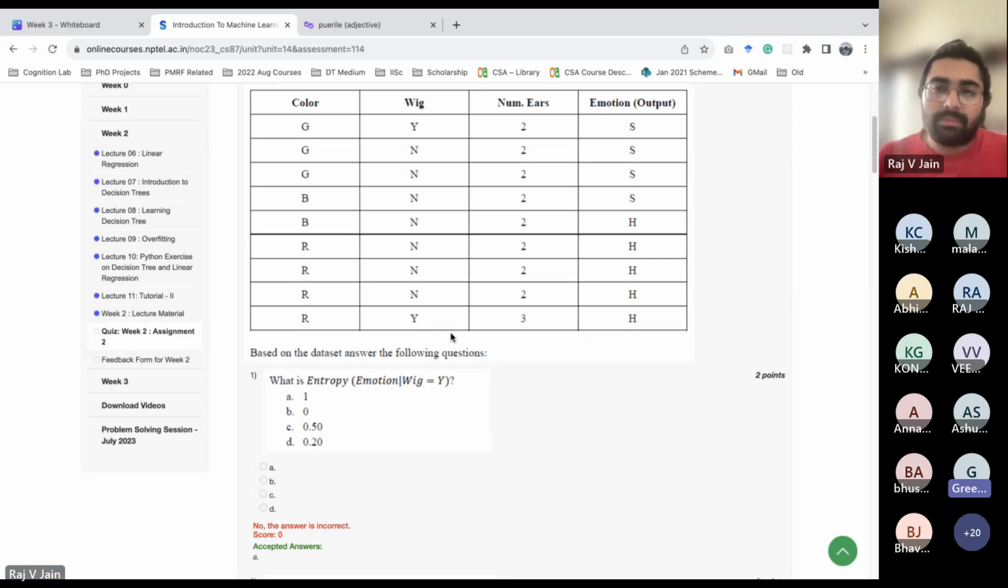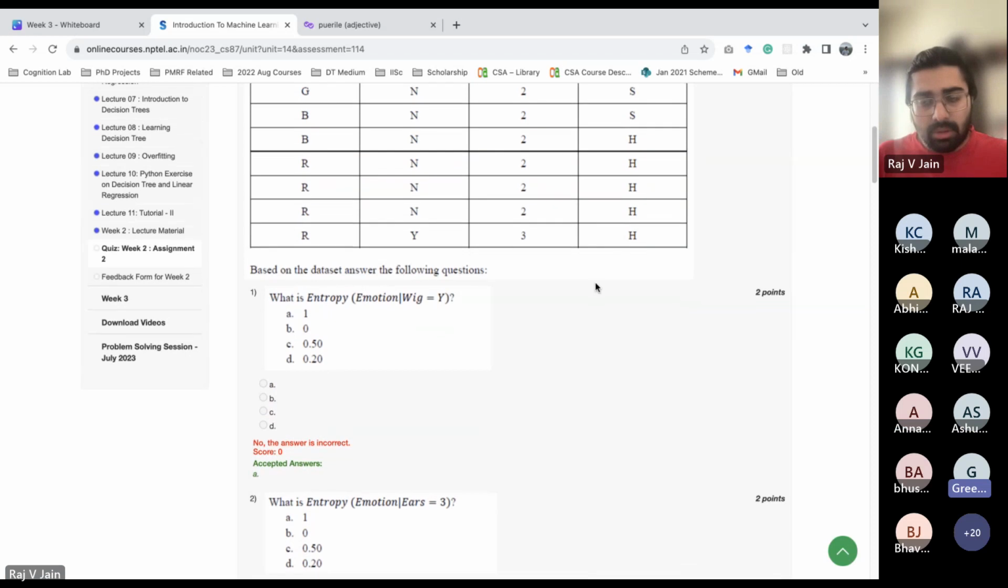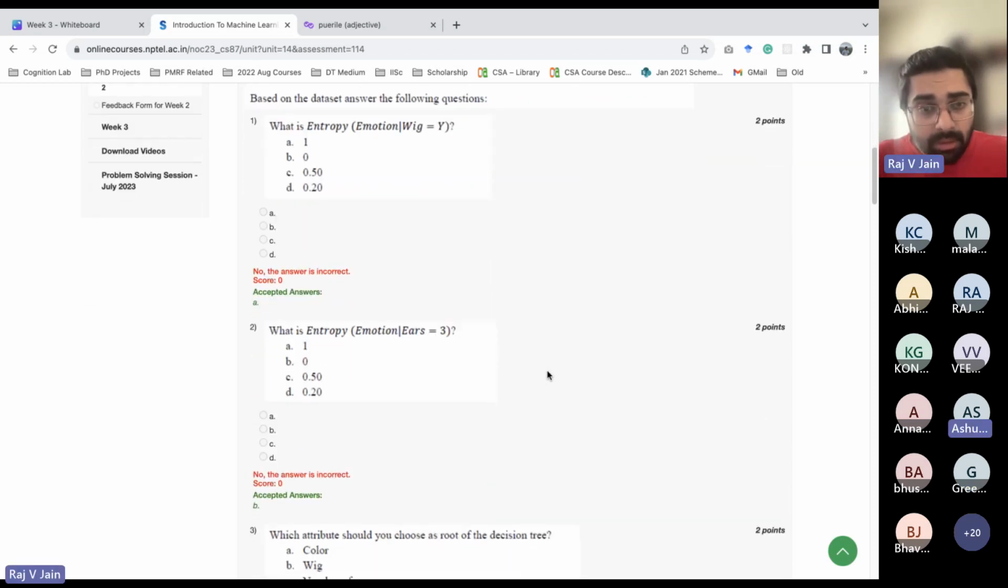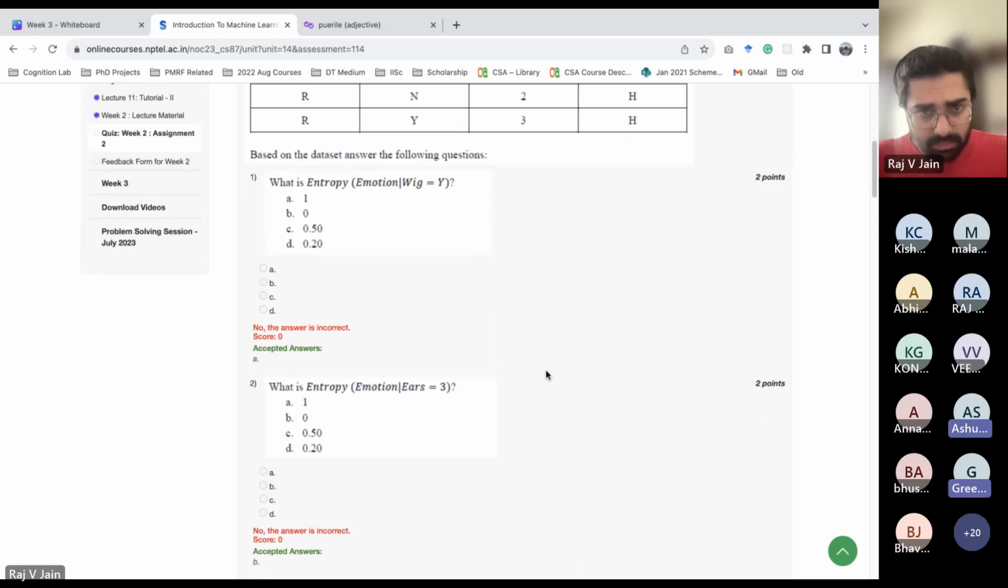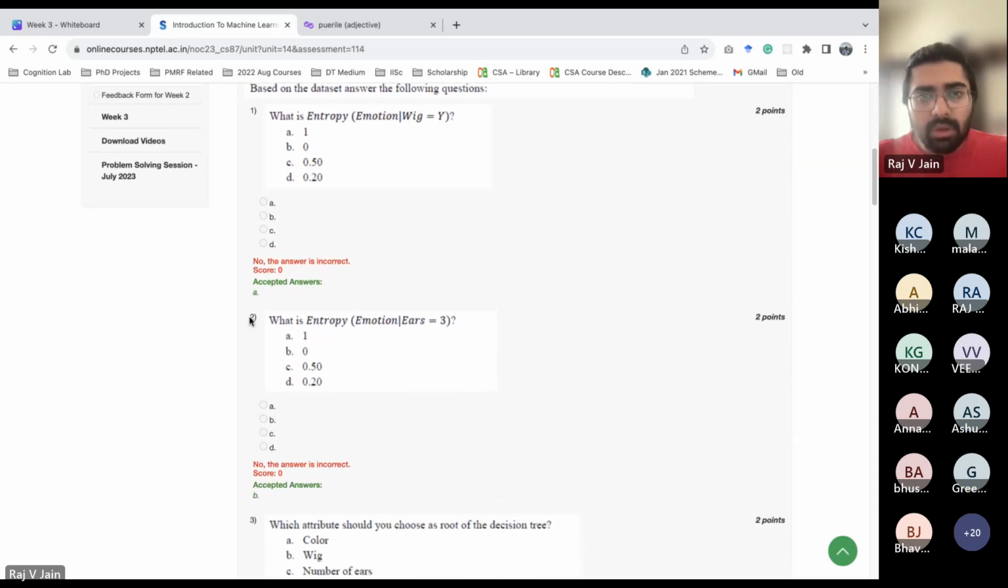So here the correct answer is B. The correct answer is B. Yes, 0 entropy. Here it is given correct answer is A, I'm sorry. What the screen you are showing says is that the correct answer is A. The question number 2 we are discussing right now, right? Question number 2. Yes. There it is B.